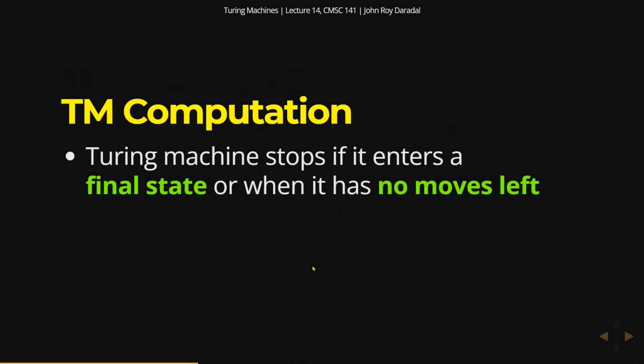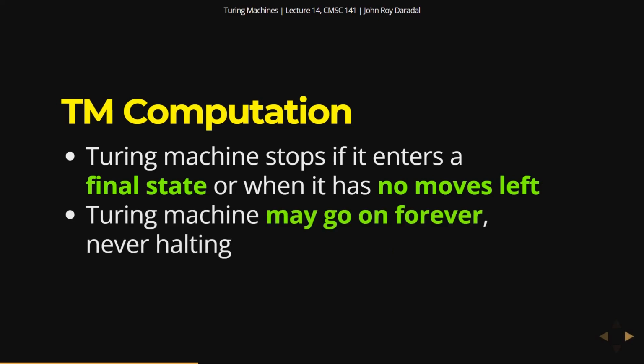Now, how does it stop? The Turing machine stops if it enters a final state or when it has no moves left. As we'll learn later on, there are two types of Turing machines. There's a Turing machine by final state and there's a Turing machine by halting. So you either stop if you reach a final state or you stop if you have no moves left. Take note, however, that a Turing machine could go on forever, never halting, because the movement of the tape head could get stuck in an infinite loop.